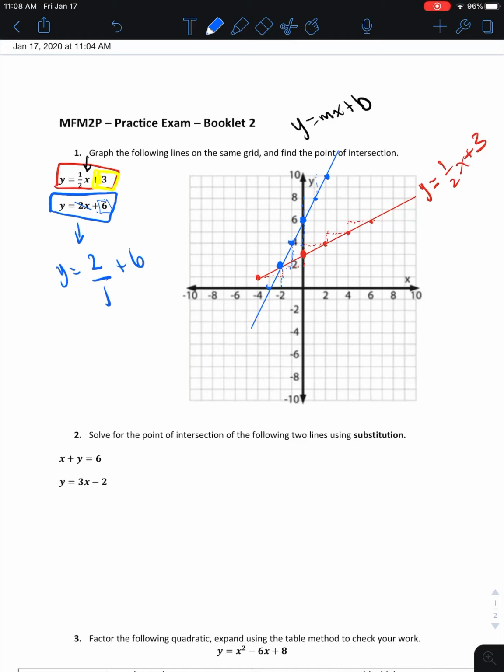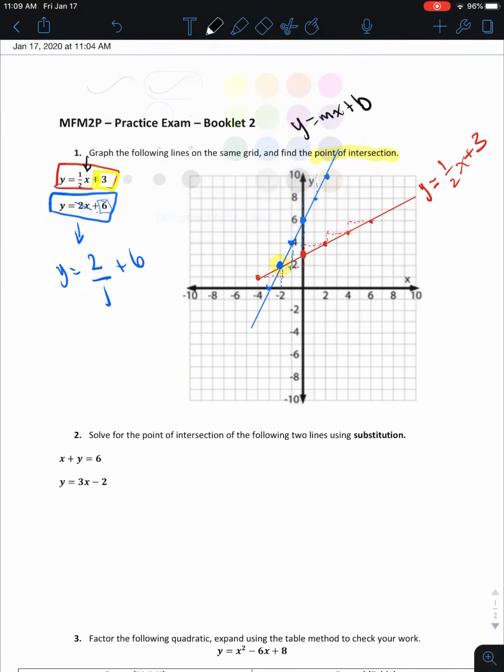So now you could say, okay, this question is asking for the point of intersection. The point of intersection is where the two lines cross. So then you just read this. See how that went? That's where they cross.